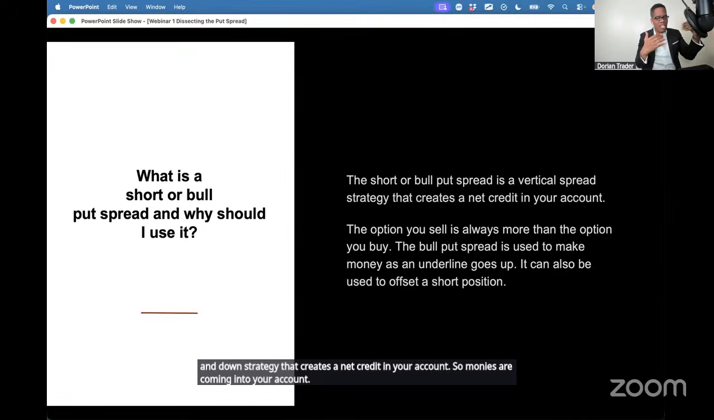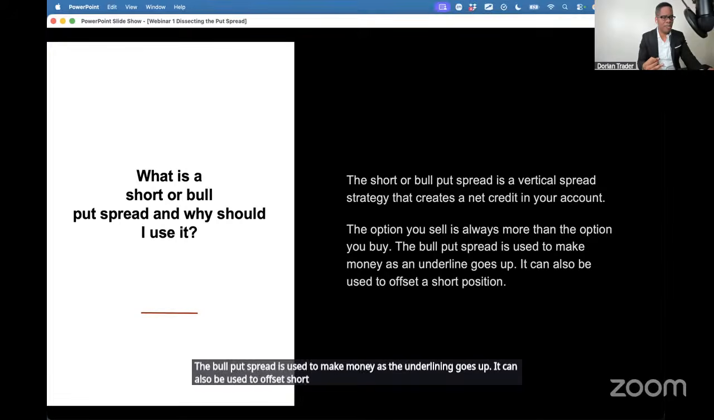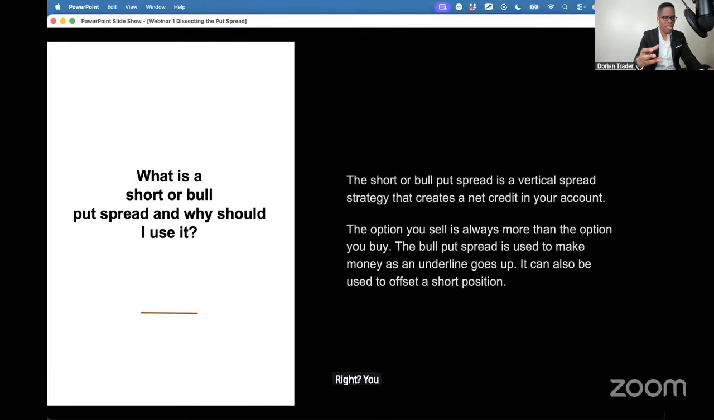Now you're acting like the insurance company again. Now you're acting like the casino again. The option you sell is always more than the option you buy, so you're selling something for more than what you're purchasing. The bull put spread is used to make money as the underlying goes up. It can also be used to offset short positions, right? You've got a short position on, you put on a bullish position, that's offsetting it.